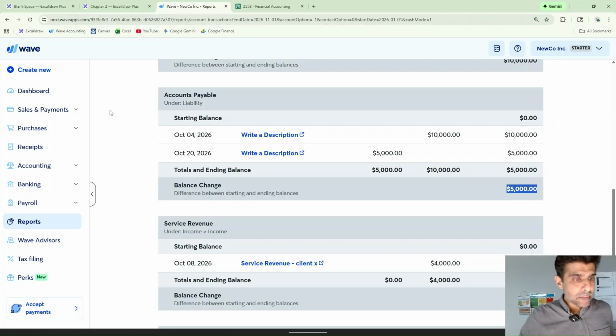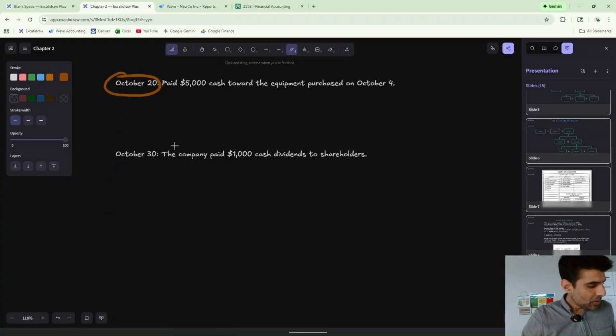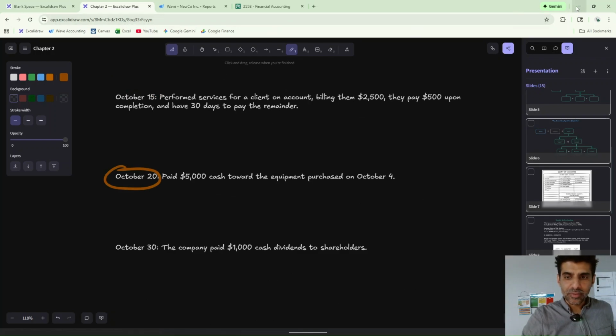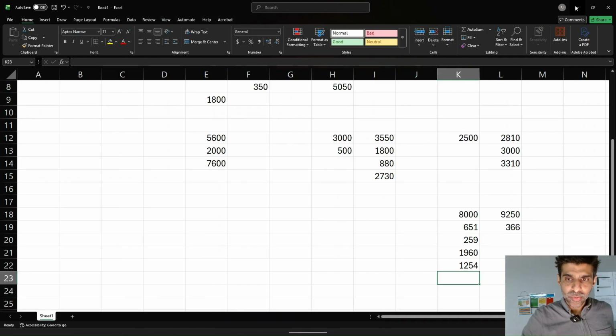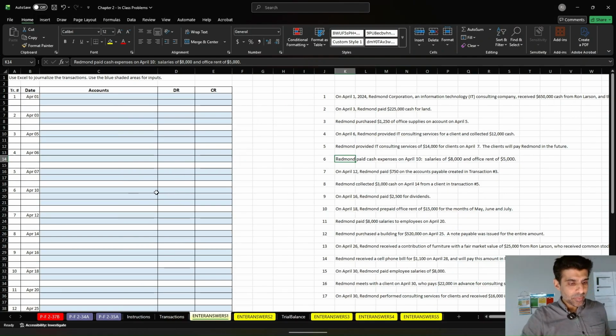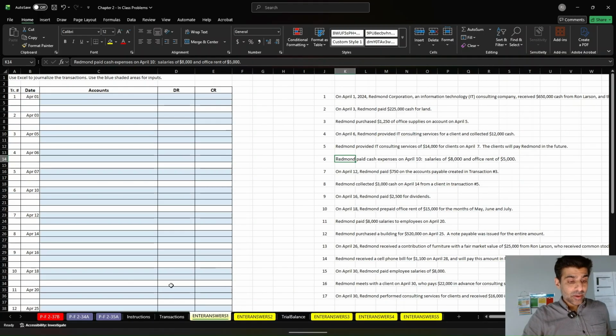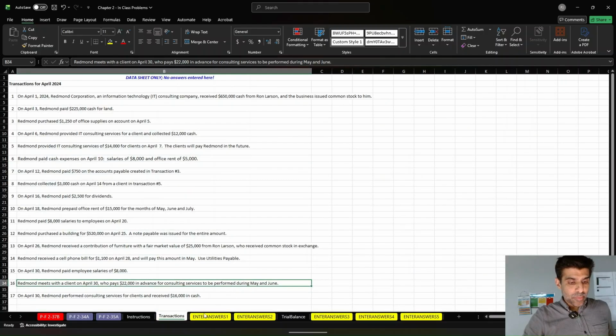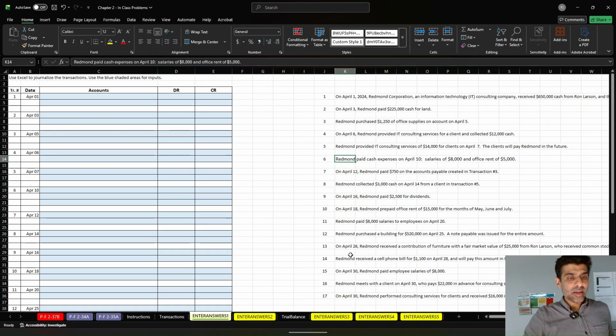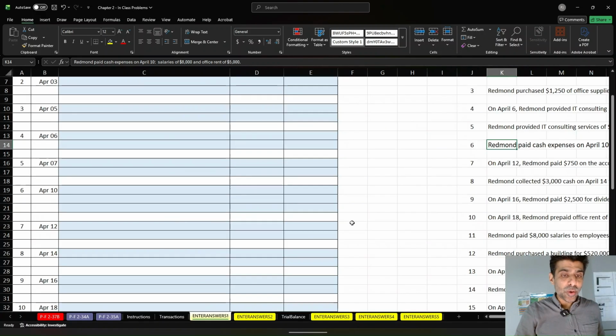Okay, so let's do some practice with this. Let's open up the Excel sheet for the in-class work, and if you open it up, you're going to see that there's a bunch of yellow tabs at the bottom here, and before the first yellow tab, there's this one that says transactions. It's just a list of a bunch of transactions, and what we're going to do is apply these rules that we just learned, and we're going to do a bunch of journal entries.